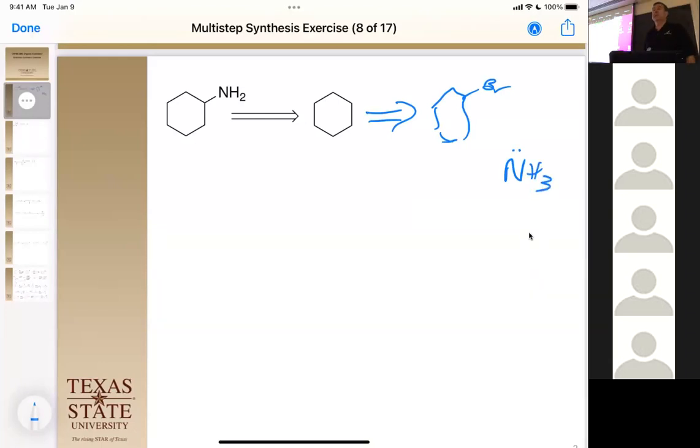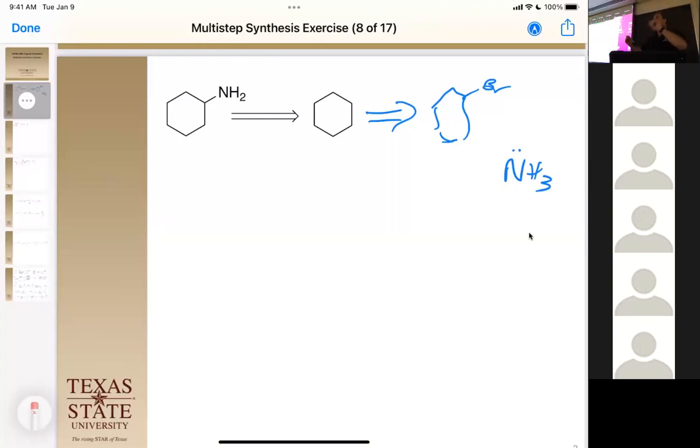Where's that? It's under resources. It's called Multistep Synthesis Exercise. I'll publish it after class. Just take good notes. Okay, sorry, thank you.